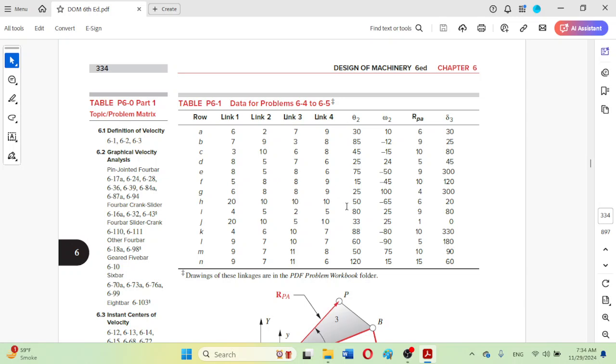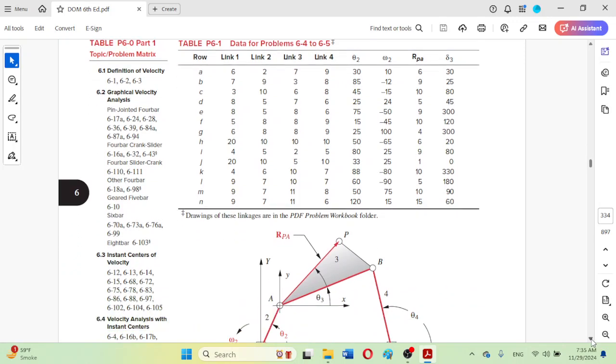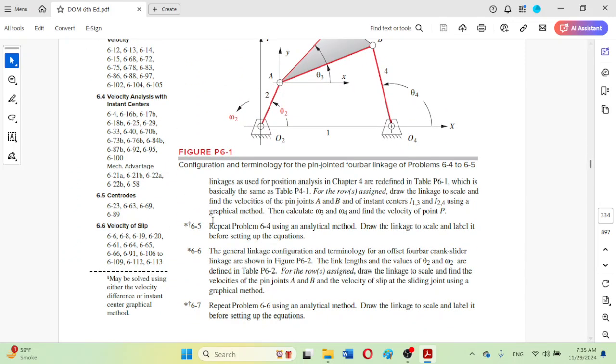This may be included in the exam, and you can for the time being leave these last two columns, RPA and delta 3, and the rest of the columns are to be solved by the students, everyone. So you can download the solution manual from the internet, or you can solve it yourself. If you find any problem in any row in drawing, you can personally meet and discuss with me, so no issue.